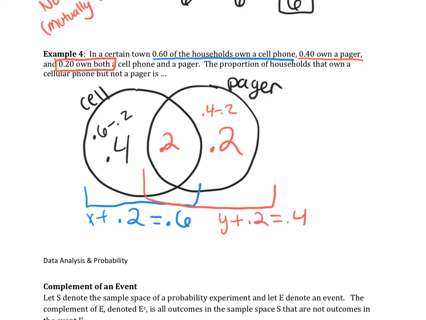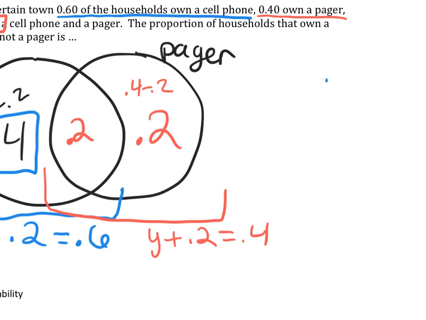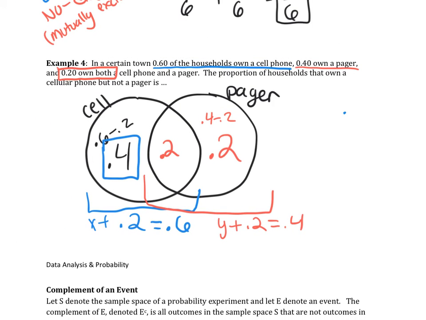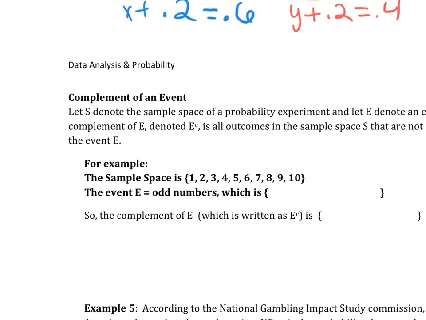So to answer the question, the proportion of households that own a cell phone but not a pager would be the number in just the cell phone part, not in the overlap. So 0.4. This is really just for when you're trying to find the one but not the other type of question, where it's cell phone but not pager.